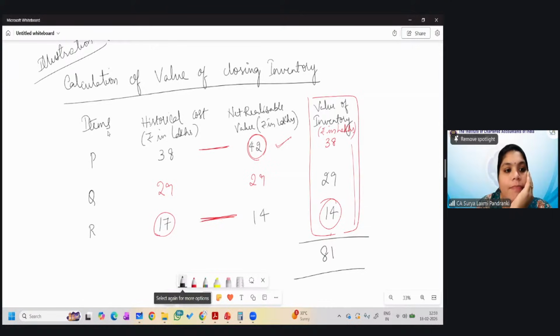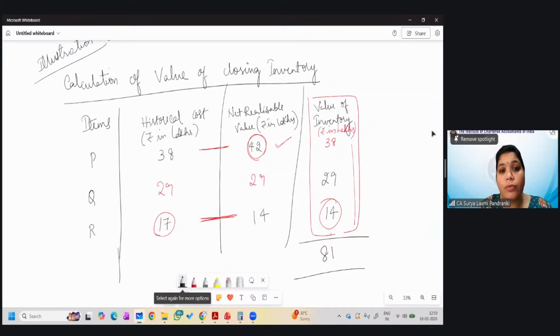Yes, Muskan, you have a question? Arjun also has a question. Arjun? Yes, Arjun. Ma'am, can you explain again the table? Yeah. These three columns are given in your question directly. So if you look at the table, three columns are directly given in your question.